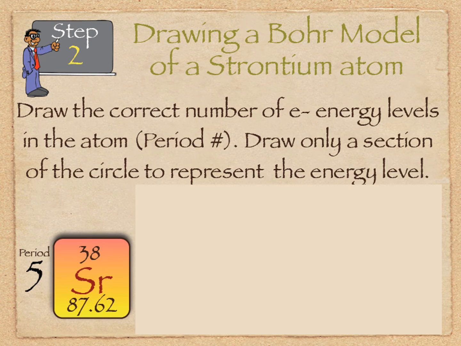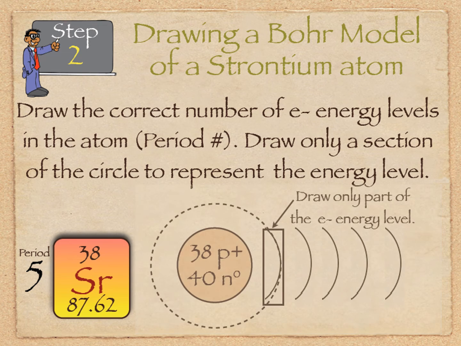Step 2 is to draw the correct number of energy levels. So you have to find the period for your element. In this case, strontium is in period 5, so you have 5 rings around it. Now we don't draw the whole circle because it can take up a lot of space, so we just draw little parentheses to represent an energy level. So we draw 5 little parentheses to the right: 1, 2, 3, 4, 5, because it has period 5.